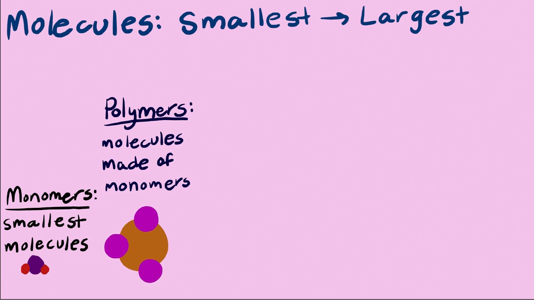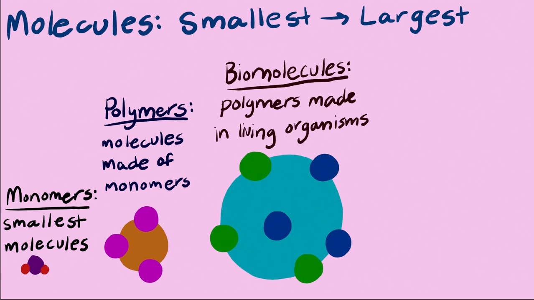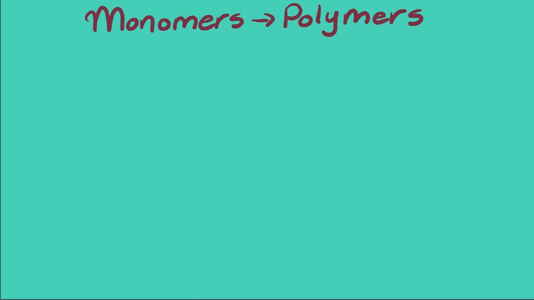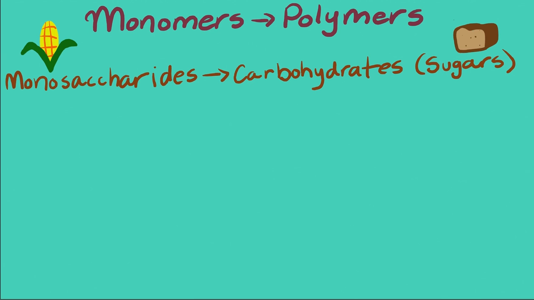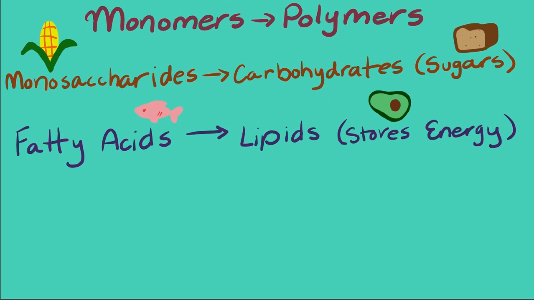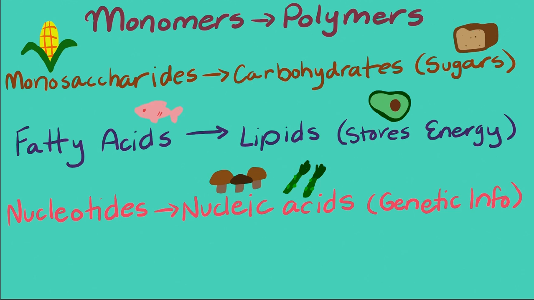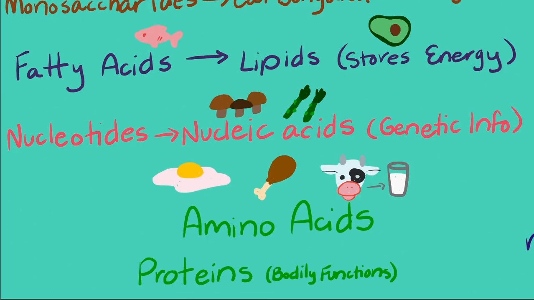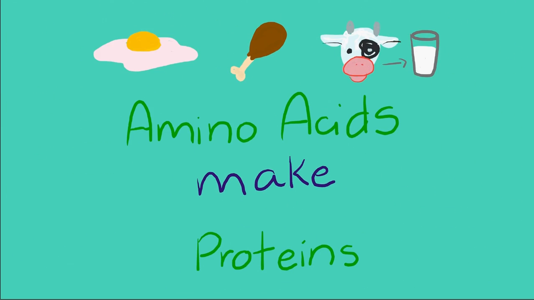Polymers go on to create bigger biomolecules, or molecules produced in an organism, which go on to create even larger macromolecules. The initial monomers include monosaccharides, which create the carbohydrate polymers; fatty acids, which form lipid polymers; nucleotides, which make nucleic acid polymers; and amino acids, which produce protein polymers. Protein synthesis focuses on this last one, amino acids creating proteins.